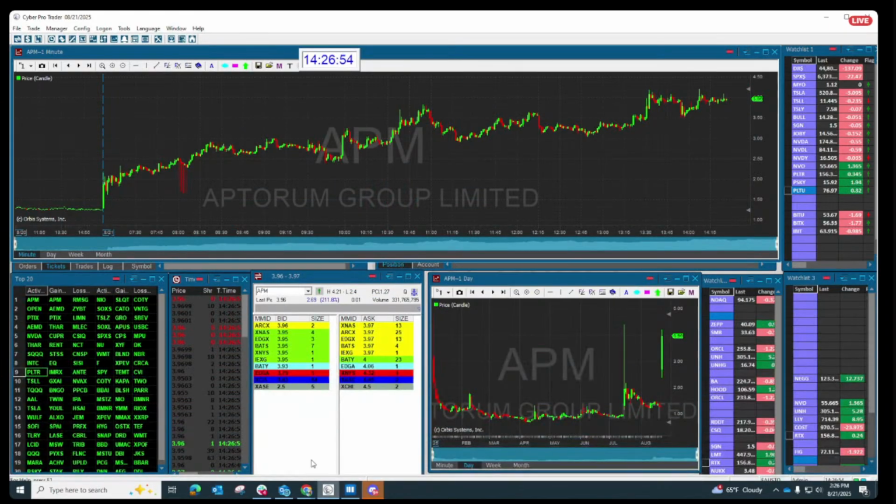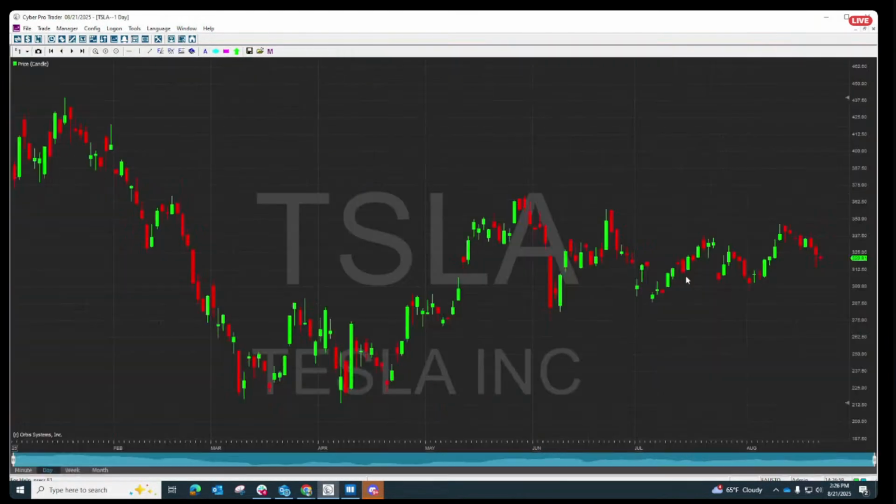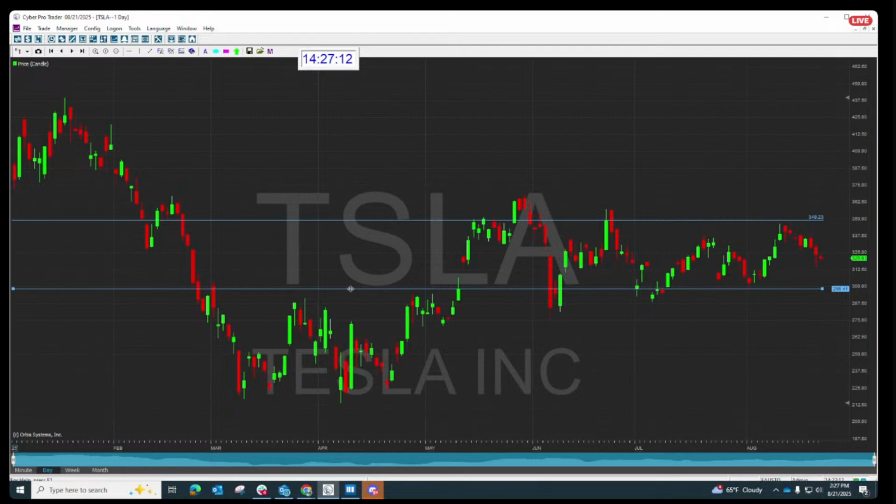Now, when I go to the execution system and look at Tesla, and if I draw the big chart, that big resistance level at 350 is right here. That big support level at 300 is there. If you look at that trend, you'll notice back in May, big resistance. Back in June, big resistance. Almost here in July, but we definitely hit it again in August.